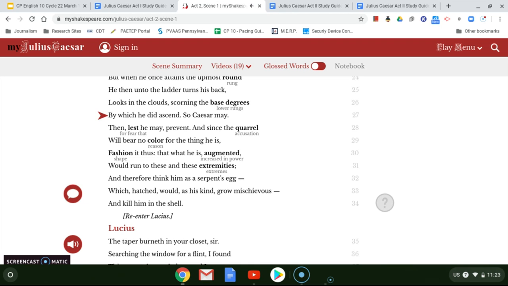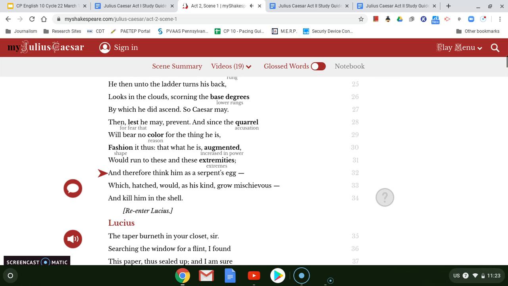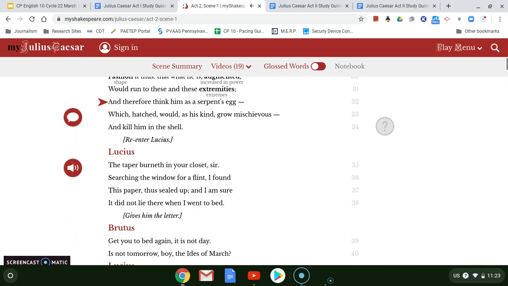So Caesar may, then lest he may, prevent. And since the quarrel will bear no color for the thing he is, fashion it thus, that what he is, augmented, would run to these and these extremities. And therefore think him a serpent's egg, which hatched would as his kind grow mischievous, and kill him in the shell.